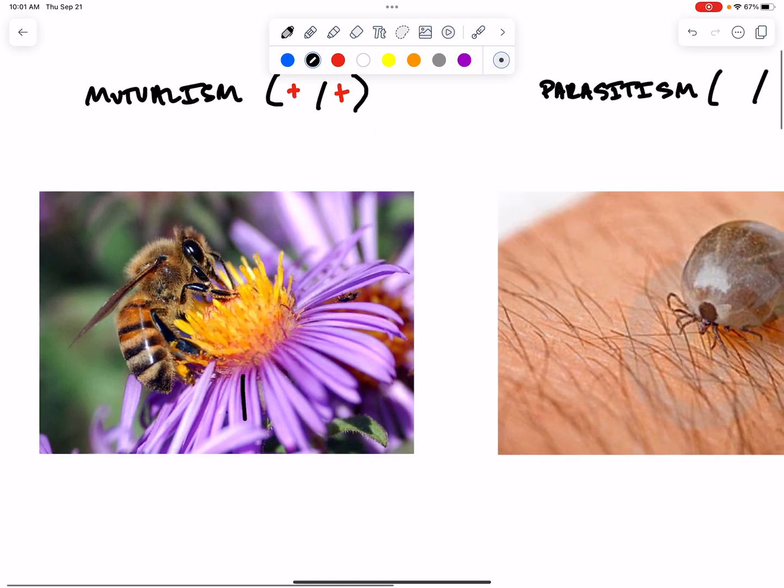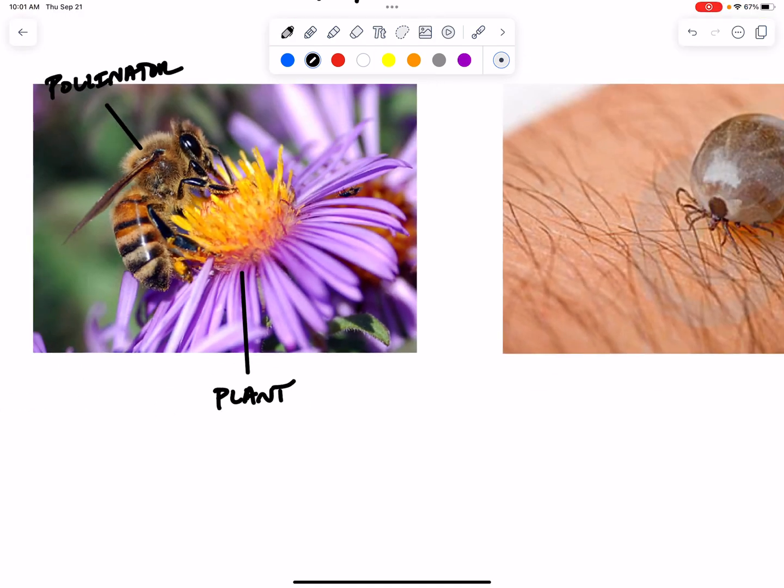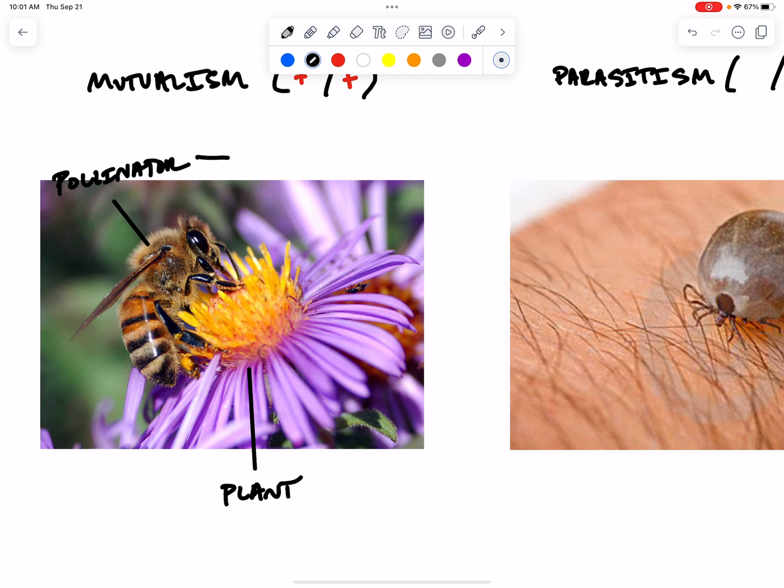So here we have a plant, and here we have a pollinator. In this close mutualistic relationship, both the pollinator and the plant are benefiting from this interaction. The plant, or actually let's talk about the pollinator first. The pollinator is getting a free meal in the form of nectar or simple sugars. So this is a positive thing for the pollinator.